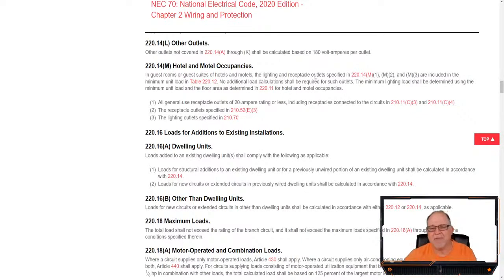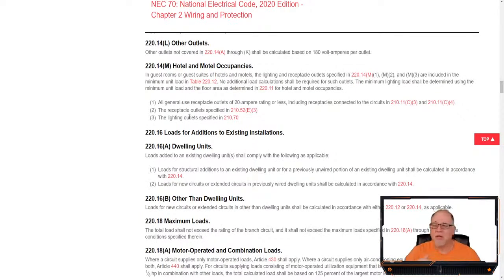So again, we don't have to do anything for that. And where do you get that? Right here, it tells you that the lighting and receptacle outlets specified in 220.14(M)(1), (M)(2), and (M)(3), which are these we just talked about, are already included in the unit load in Table 220.12, and that was that 1.7 VA per square foot. Again, it reminds us, no additional load calculations shall be required for such outlets, which are right here, 1, 2, and 3. We don't have to do anything for those.